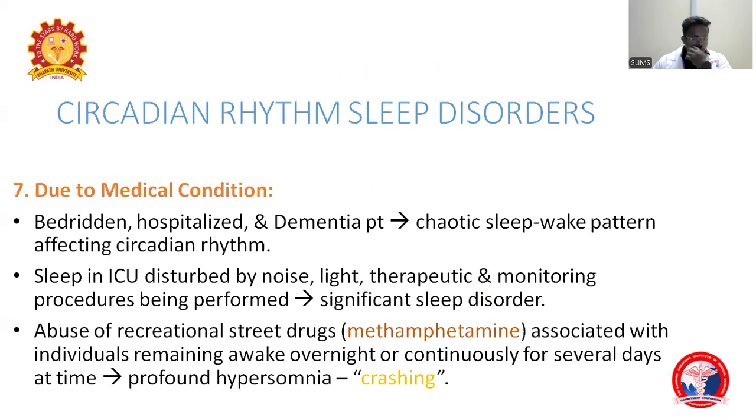Sleep circadian rhythm disorders can also be due to other medical conditions, like in bedridden patients and hospitalized dementia patients, who have a chaotic sleep-wake pattern affecting the circadian rhythm. The sleep in the ICU is disturbed by noise, light, and therapeutic monitoring procedures, because in the ICU some patients will be very sick. Staff have to attend to them, so there should be adequate light and patient visibility. So this also affects their sleep patterns, and significant sleep disorders can also be caused.